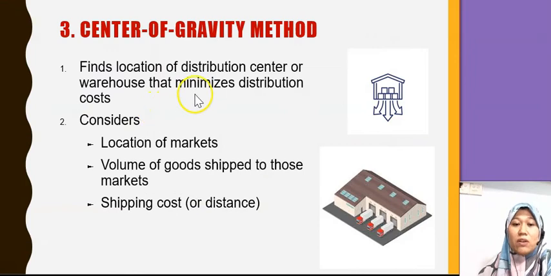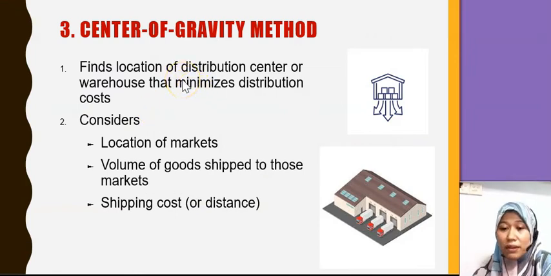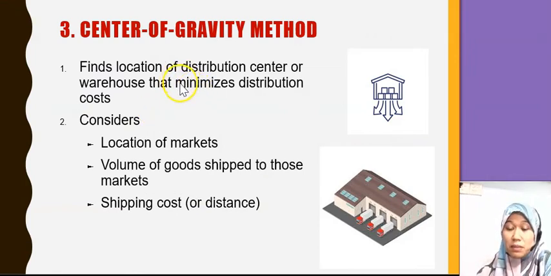Okay, now yang ketiga is the center of gravity. Ini pun another simple method. So this one they using the orang kata coordinate. This one is mostly for warehouse, distribution center. So you can use this center of gravity. Okay, dia tak ada pasal price. Okay, there's nothing to do with the cost. They're more on the volume and the coordinate.